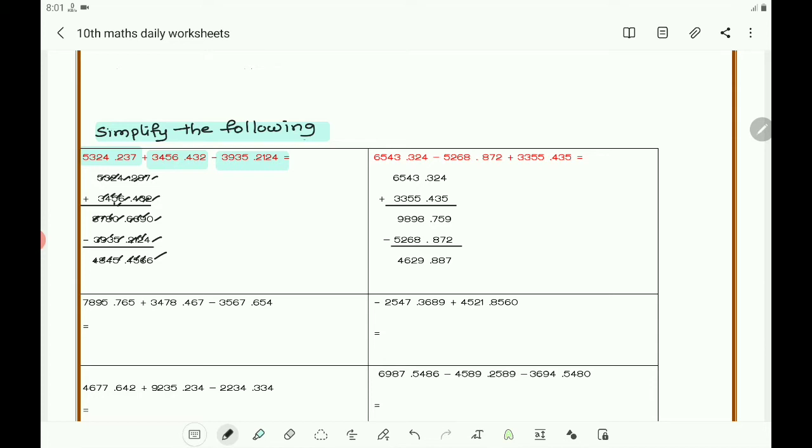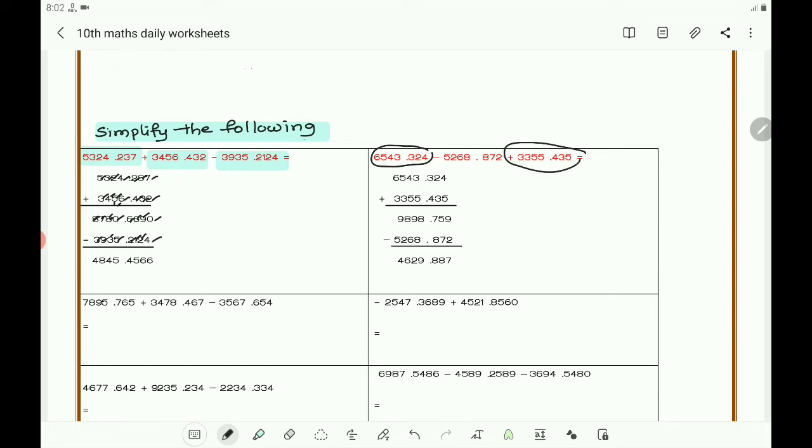So you got the sum. What is the sum you got here? You got the sum 4845.4566. Then you take this one. Here it is positive, it is negative, it is positive. Means first you get the sum of this and this. First you get the sum of this and this.